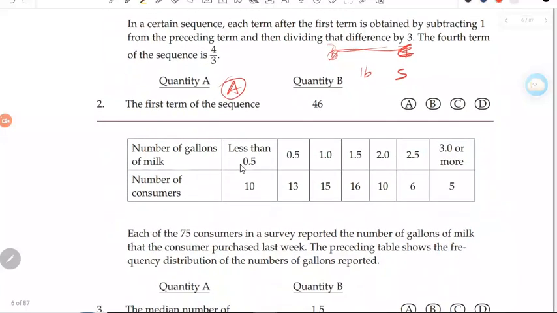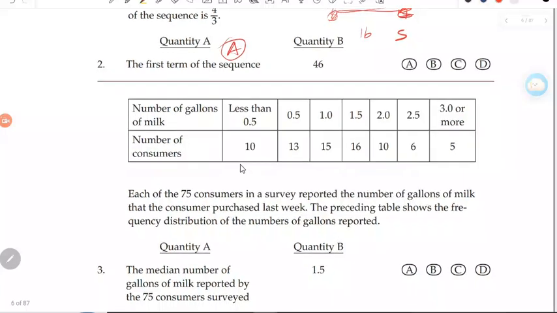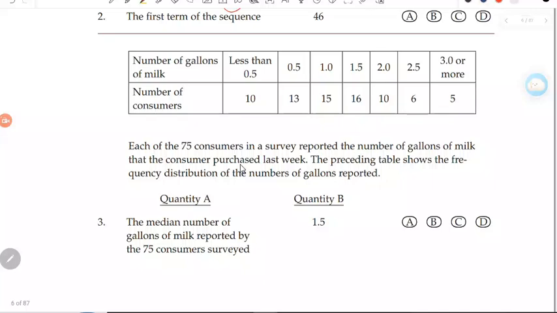Let's move on. Number 2. Each of the 75 consumers in a survey reported the number of gallons of milk that the consumer purchased last week. The preceding table shows the frequency distribution of the number of gallons reported. The median number of gallons of milk reported by the 75 consumers surveyed. Let me show you this. It's something that you can also articulate on your own. Do you notice in 1, 2, 3, 4, 5, what is the median?